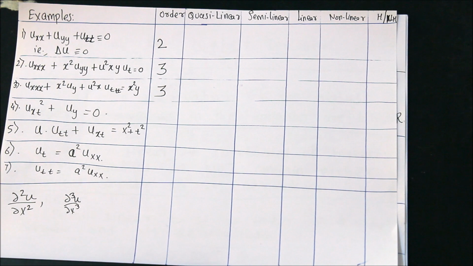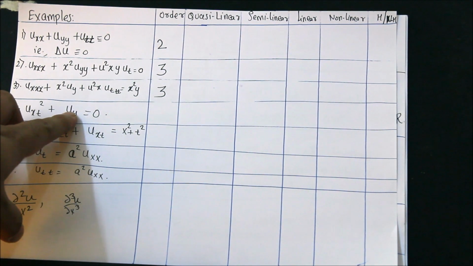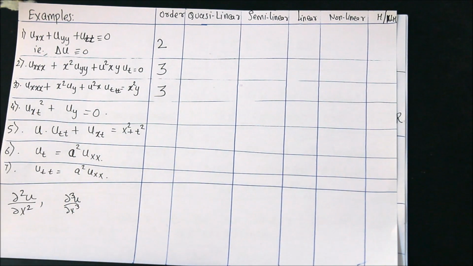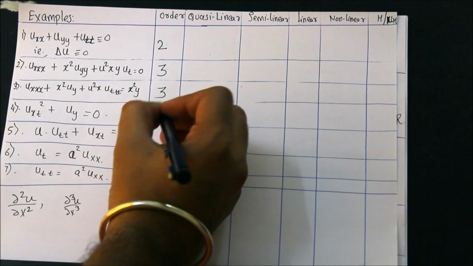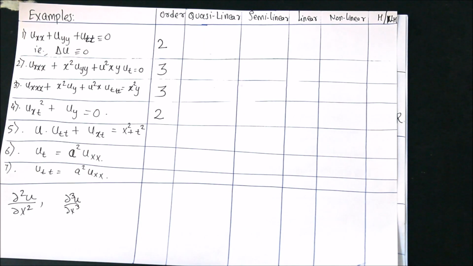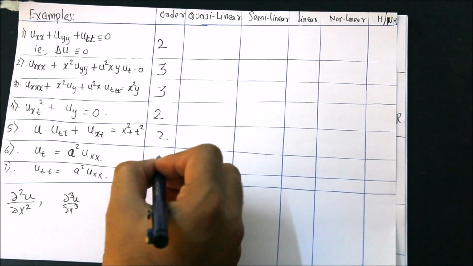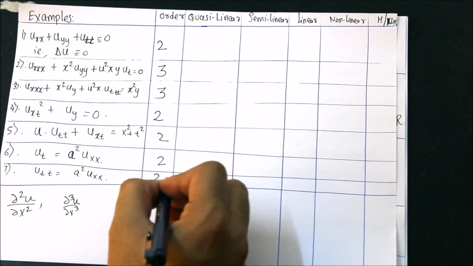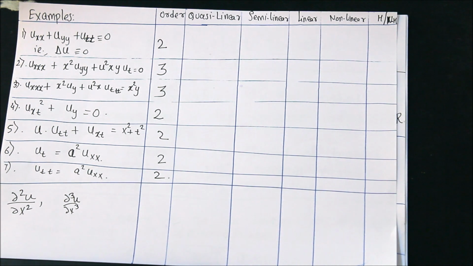Okay, fourth example. Here this is a first order partial derivative, this is a second order partial derivative. So what is the highest? The highest is second. So therefore this is also second order. And if you keep on doing this, this will be second order, this will be second order, and this will be second order. Convince yourself. If you are not convinced, you can ask me in the comment section. So this is what we mean by the order of a differential equation.